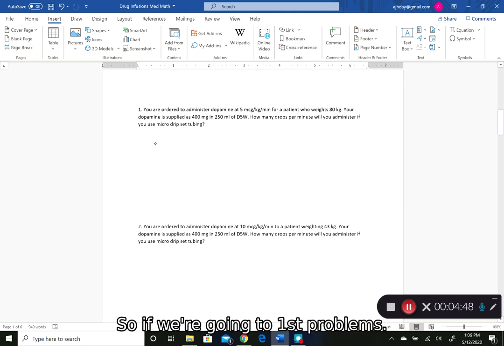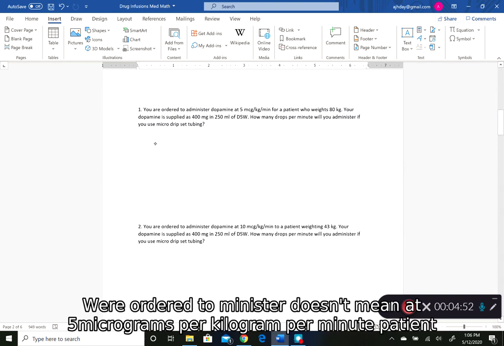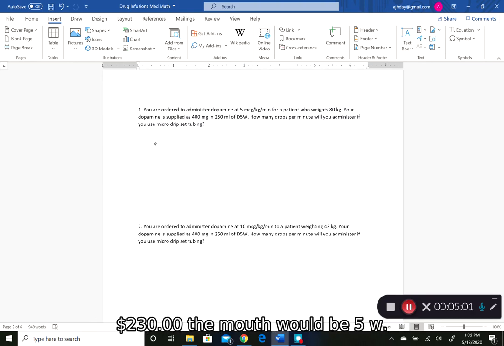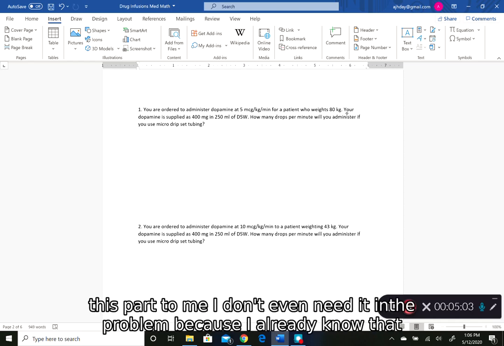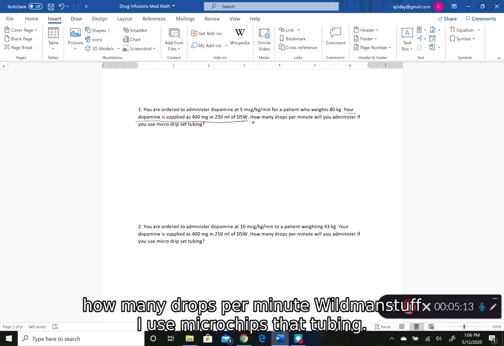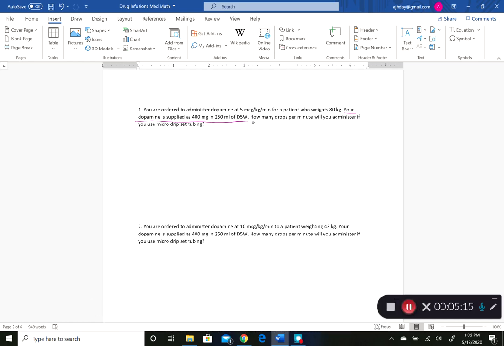So let's look at our first problem. We're ordered to administer dopamine at 5 micrograms per kilogram per minute. Patient weighs 80 kilograms. Our dopamine is supplied at 400 milligrams in 250 mLs of D5W. This part, to me, I don't even need it in the problem because I already know that my concentration of dopamine is going to be 1600 micrograms per mL. How many drops per minute will I administer if I use micro drip set tubing?